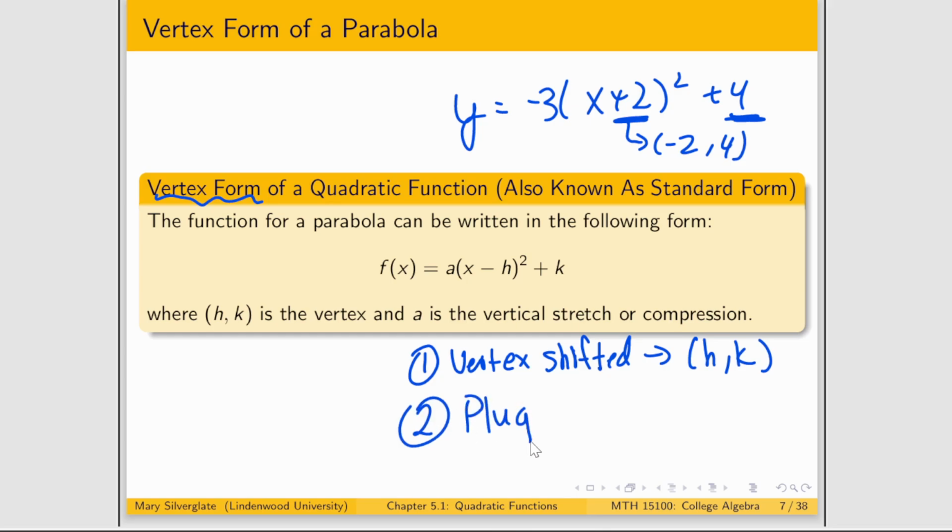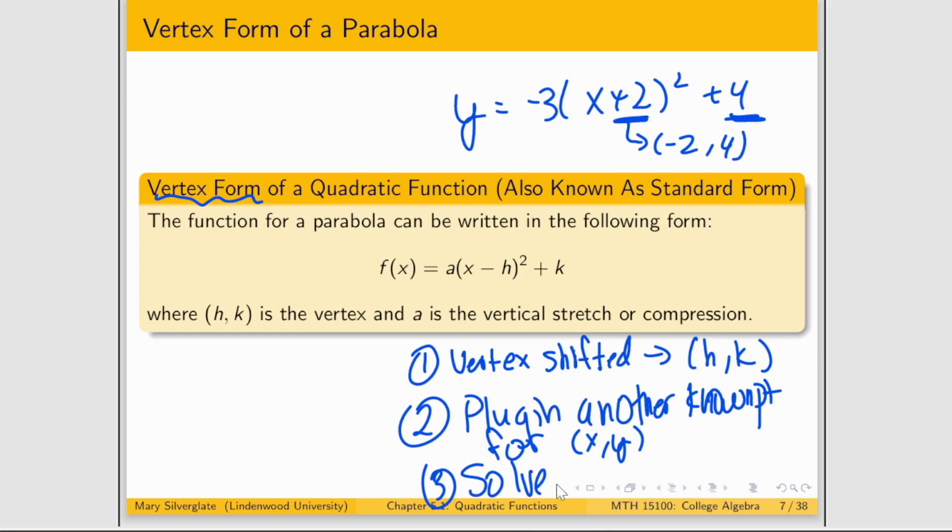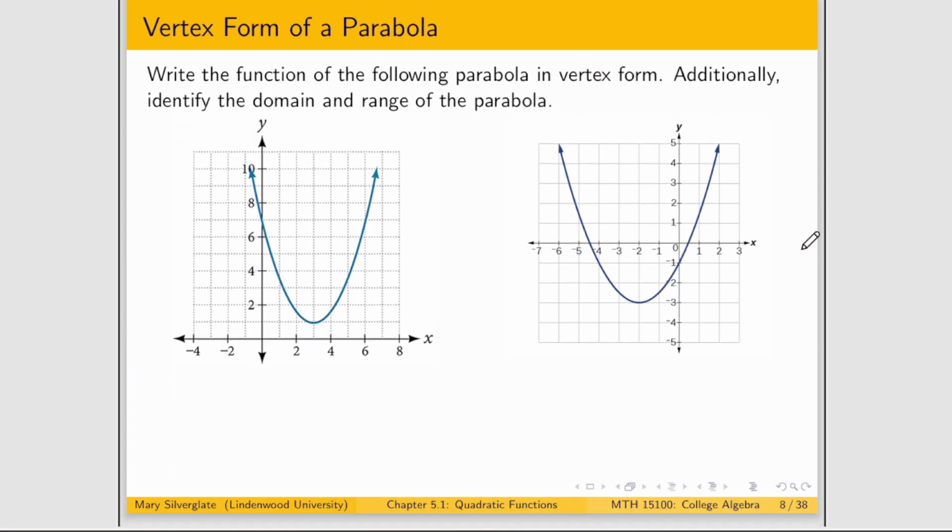Then you can plug in another known point for x and y, and then you can solve for the stretch factor a. And this is actually a technique we're going to use very often in this section, where we plug in our known information and another point, and then we solve for the potential stretch factor. Since really the best way to solve for an unknown stretch factor is to plug in what you know, and then hopefully the stretch factor is the only variable left. You solve for it, and then you can just write your generic equation.